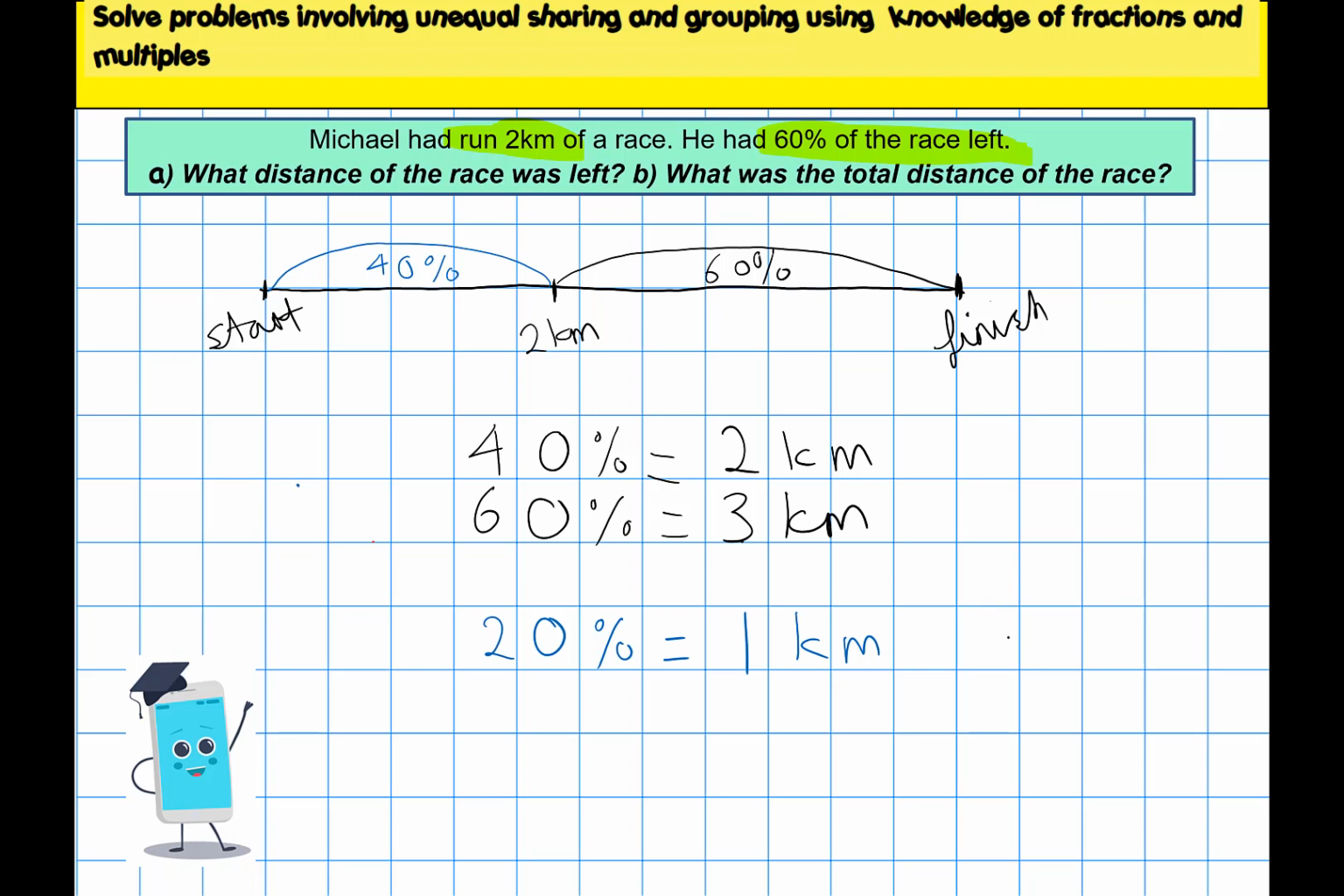Now, if you did spot the link between 40 and 60, which you may have done, it was to times it by 1.5. 40 multiplied by 1.5 makes 60. If I multiply 2 by 1.5, it gets to 3. So it gets to the same answer. It will not alter your answer. The route that you go to find your answer doesn't matter. It's about making sure you're accurate.